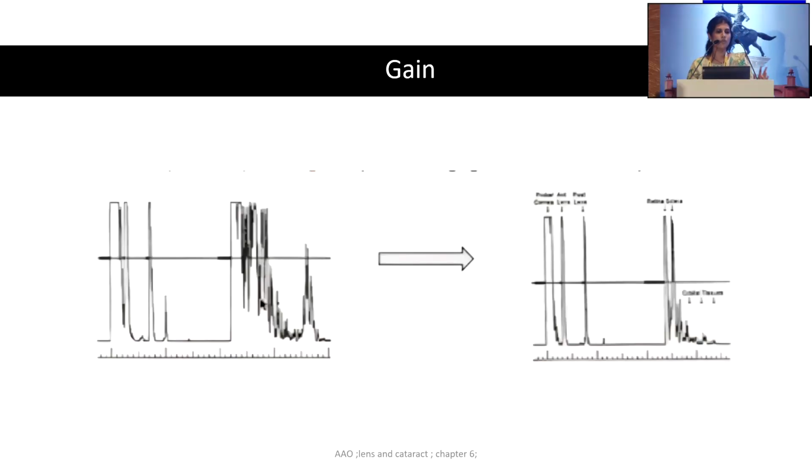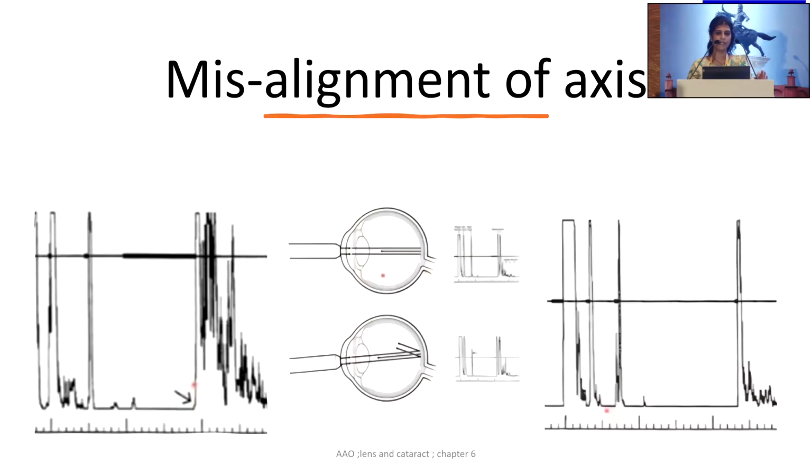Gain, always don't do trial and error method. The picture on the right side, gain is high. Decrease it till you get a discrete amplitude. Like you have to see discrete retina and scleral spike, and then the appropriate gain is chosen.